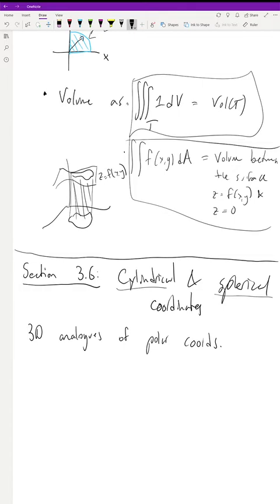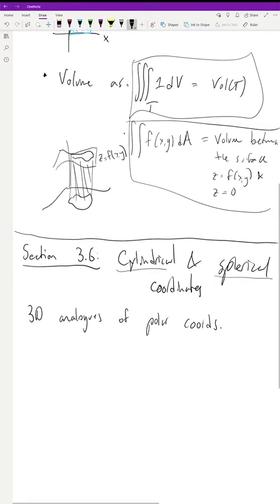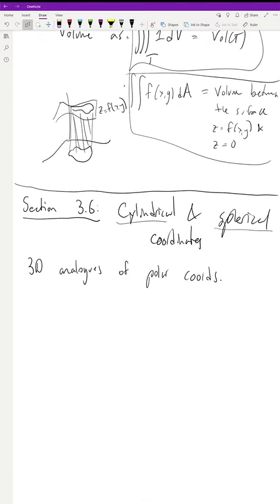So what I'll do first is focus on cylindrical coordinates, do a few examples using cylindrical coordinates, and then I'll move on to spherical coordinates, which is a little bit more complicated, but just as helpful. So let's first do cylindrical coordinates.